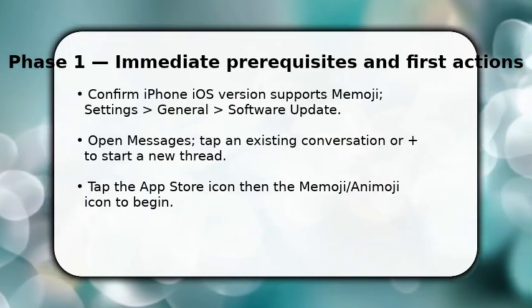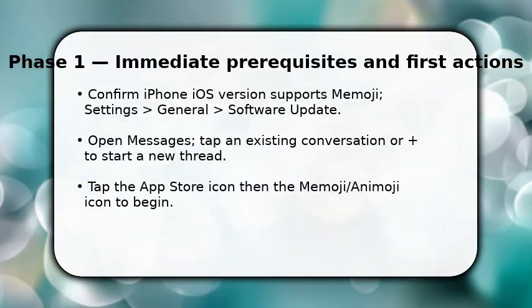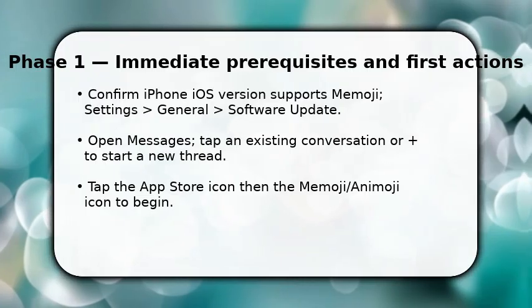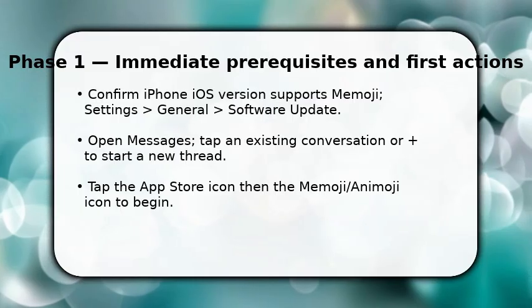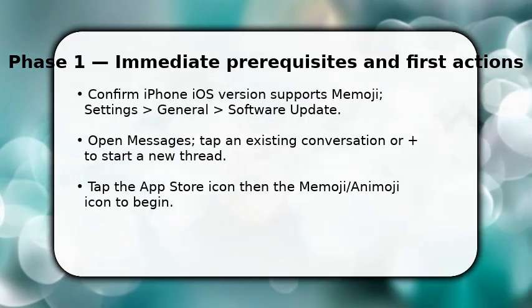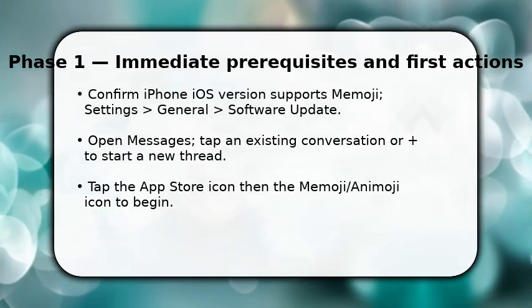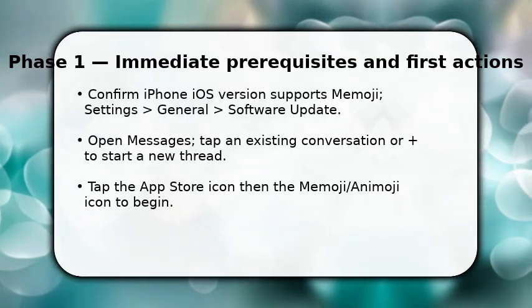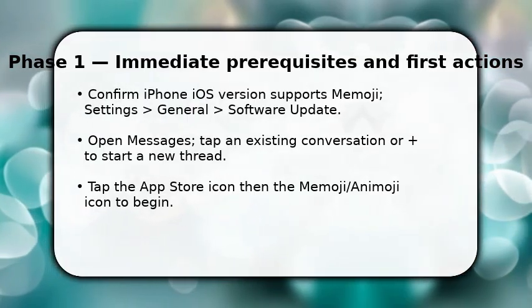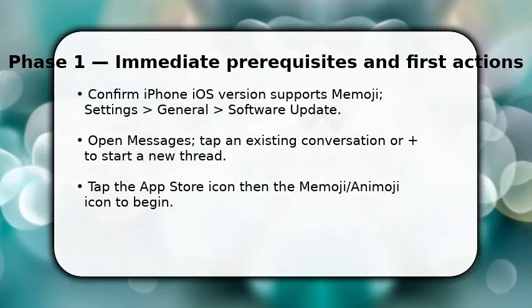You start by making sure your device supports Memoji and you have messages ready. Once done, open Messages and select a conversation or tap plus to create one. Next, tap the App Store icon next to the Compose field, then choose the Memoji or Animoji icon so you can create or access an existing Memoji. This gets you into the right tool quickly. We skip obvious setup and move straight to creating and using your Memoji in a chat.